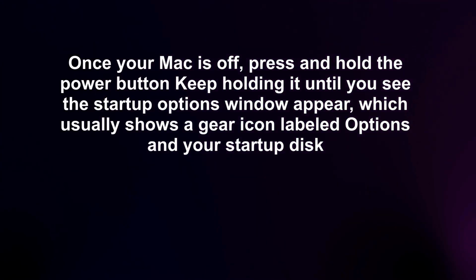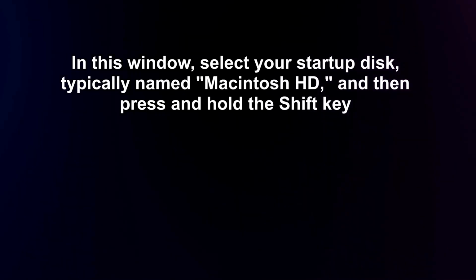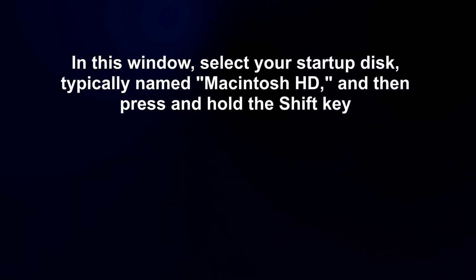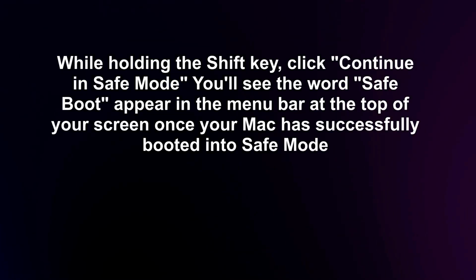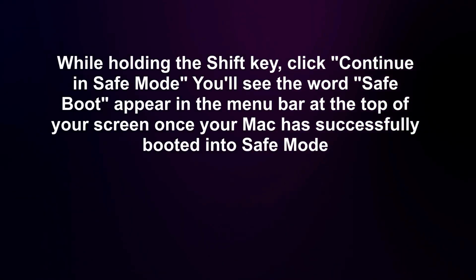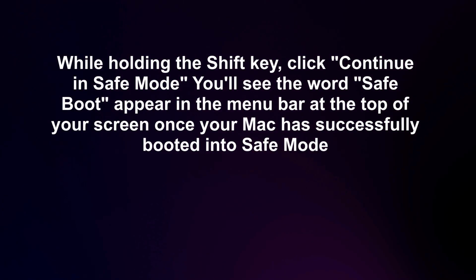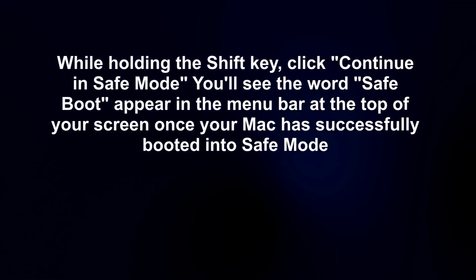your startup disk. In this window, select your startup disk, typically named Macintosh HD, and then press and hold the Shift key. While holding the Shift key, click Continue in safe mode. You'll see the word Safe Boot appear in the menu bar at the top of your screen once your Mac has successfully booted into safe mode.